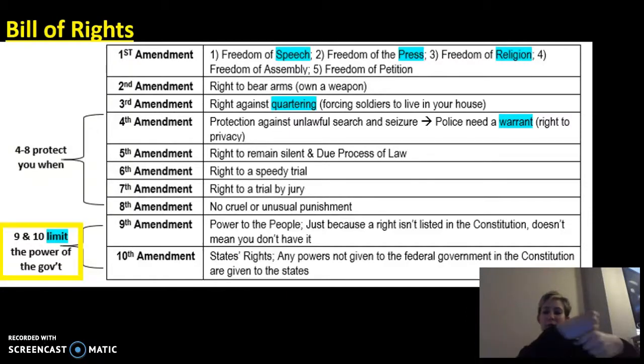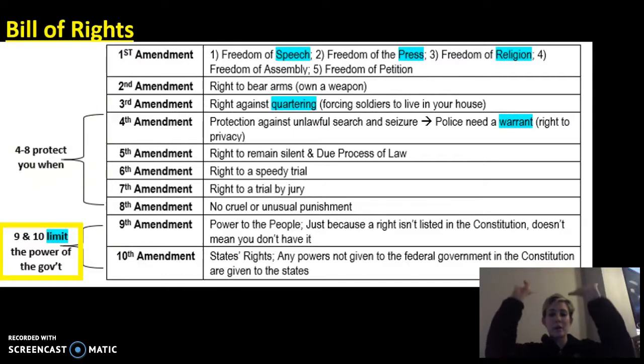The Eighth Amendment, wringing someone's neck. No cruel and unusual punishment. If you get pulled over for speeding, they're not going to throw you in jail for 20 years. That makes no sense. The Ninth Amendment, raise it up, power to the people. Just because the right isn't listed in the Constitution doesn't mean that you don't have it. And the 10th Amendment, push it away, super important. Any powers not given to the federal government in the Constitution are given to the states.